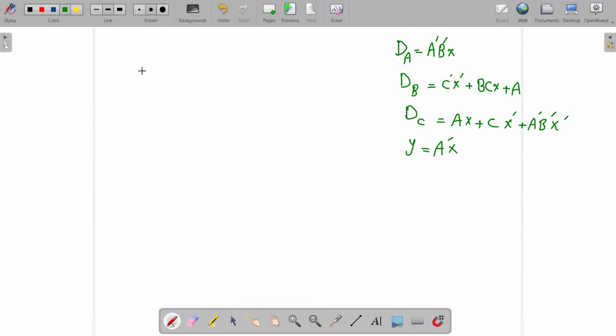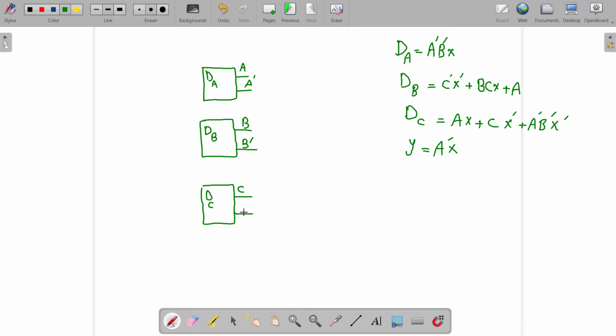Okay, we draw 3 flip-flops. DA with the input of A and A prime, DB with the B and B prime, and DC with the C and C prime.